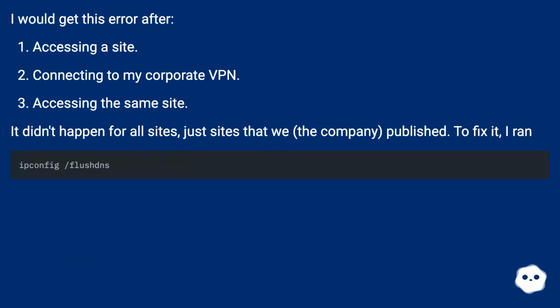I would get this error after accessing a site, connecting to my corporate VPN, and accessing the same site. It didn't happen for all sites, just sites that we, the company, published. To fix it, I ran.